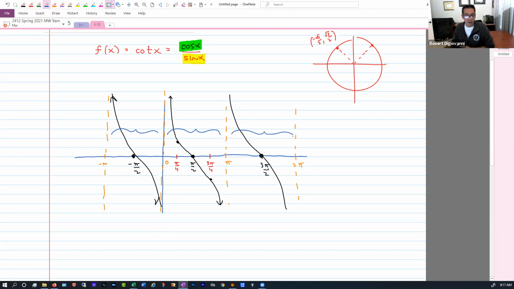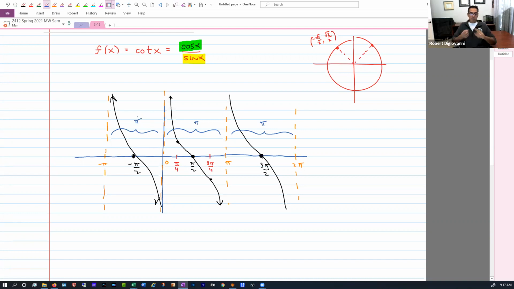This one's a little more obvious. What is it? Pi. It's just from 0 to pi, so that would just be pi. And then from pi to 2 pi, that would be pi. And then from 0 to -pi, that distance would be pi.